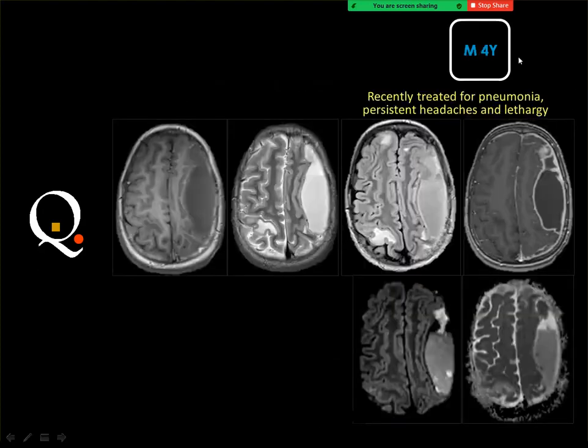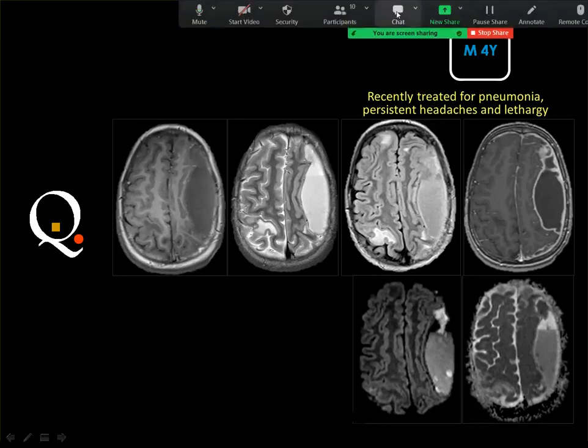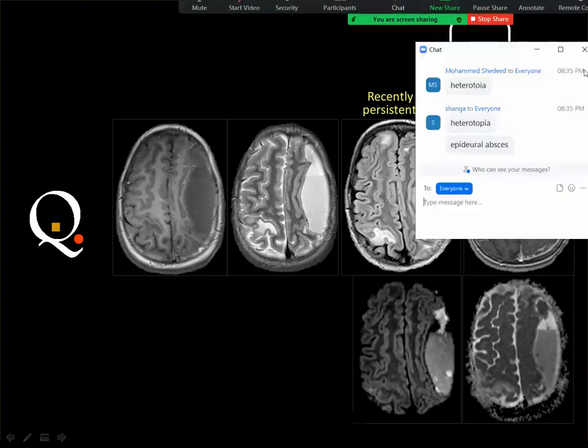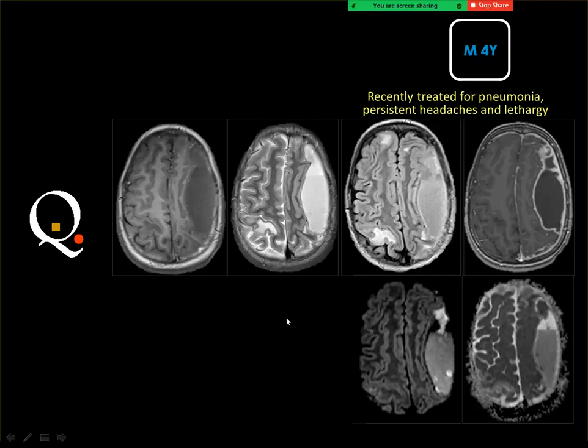Next case is a male child, 4 years old, recently treated for pneumonia, and he has persistent headaches and lethargy. Yes, and this is epidural empyema. We usually say abscess for those inflammatory collections inside the brain substance.